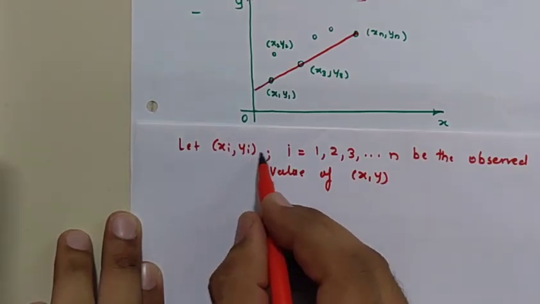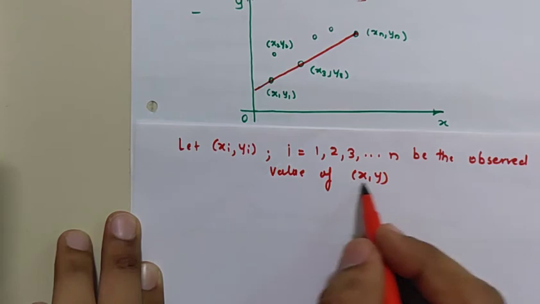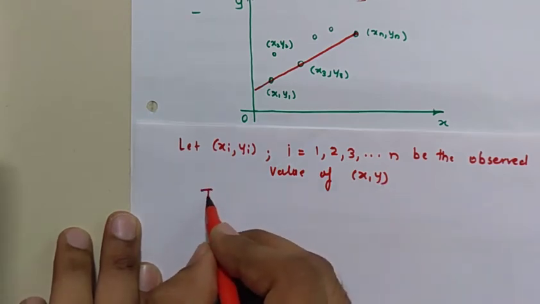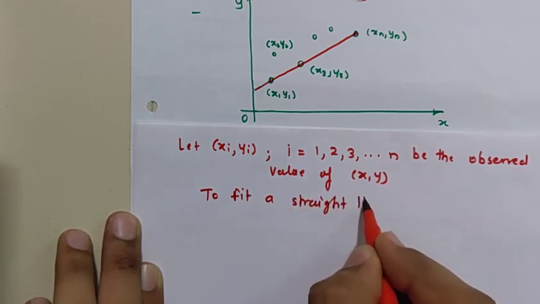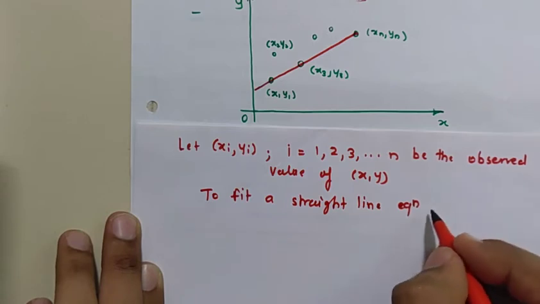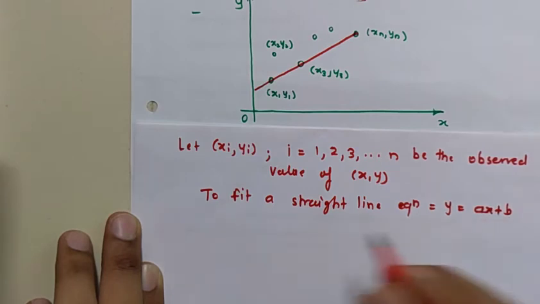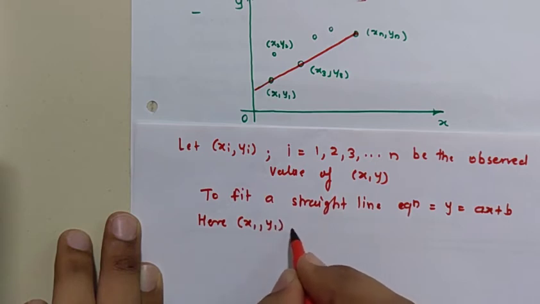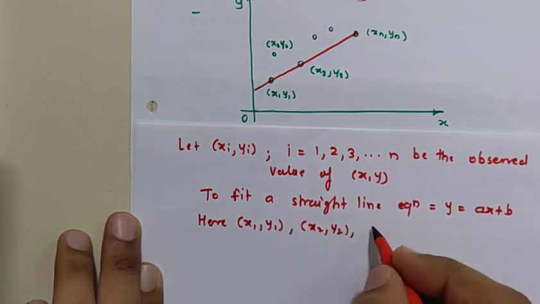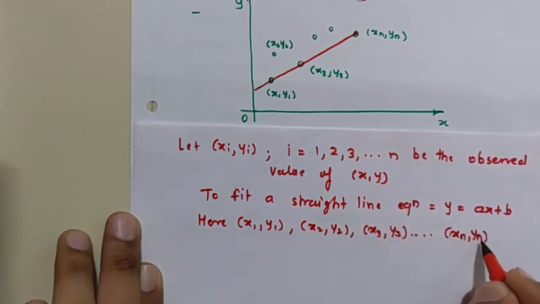Let xi, yi, where i is equal to 1, 2, 3 up to n, be the observed values of x, y. To fit a straight line equation, suppose it is y is equal to ax plus b. Here (x1, y1), (x2, y2), (x3, y3) up to (xn, yn) are the observed values.